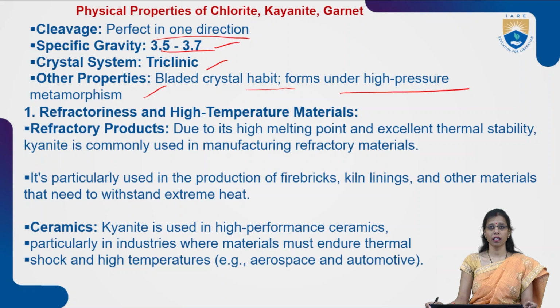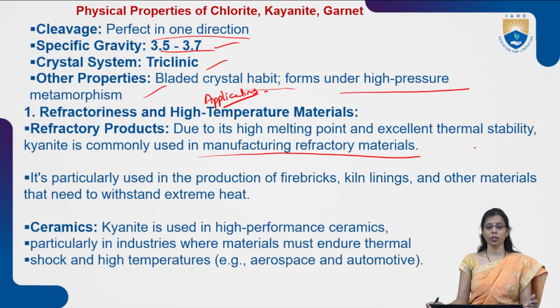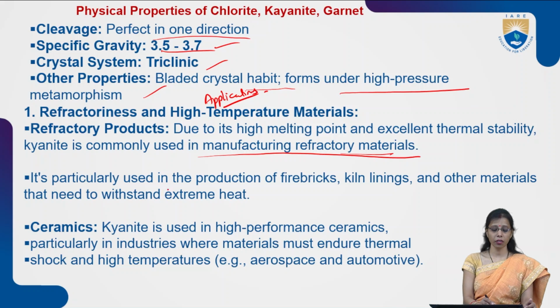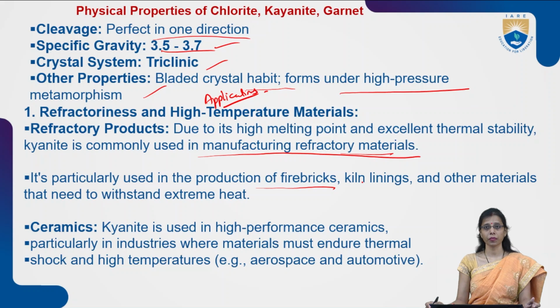Now, the applications. Refractoriness and high temperature materials, so refractory products. Due to its high melting point and excellent thermal stability, kyanite is commonly used in manufacturing refractory materials. It's particularly used in the production of fire bricks, furnace linings, and other materials that need to withstand extreme heat.